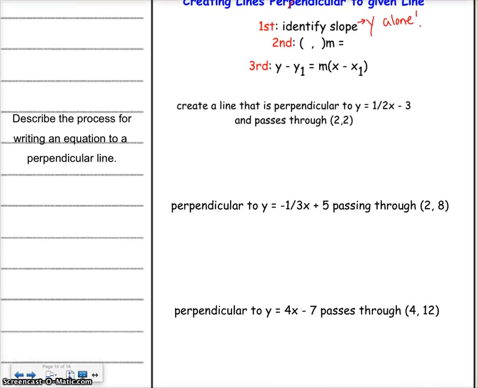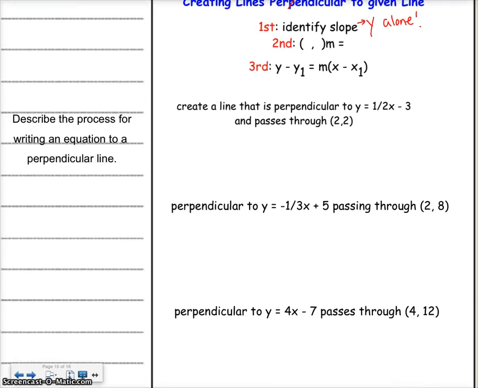Create a line that is perpendicular to y equals 1/2 x minus 3 and passes through the point (2, 2). So I underline perpendicular, and I know that that means negative the reciprocal. I see that y is by itself, so I box off the slope. My slope is 1/2, so 1/2 will turn into negative 2 over 1. I flip it, make it the opposite sign, and then I just go ahead and let my 1 hide. This is my step 1.